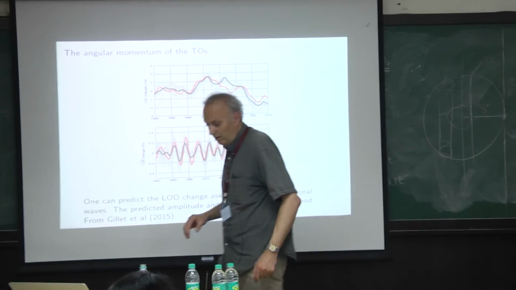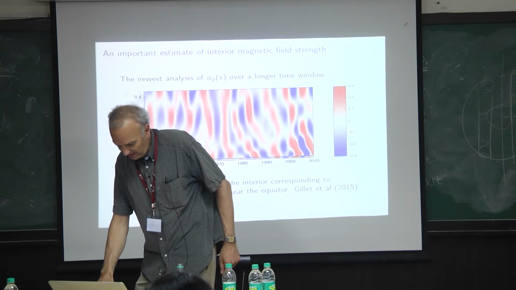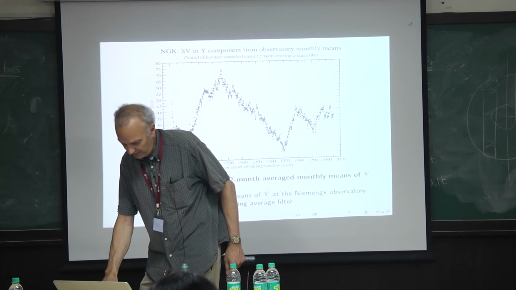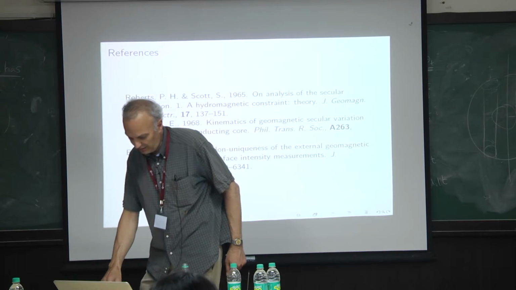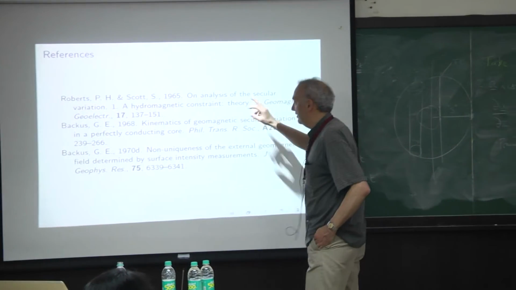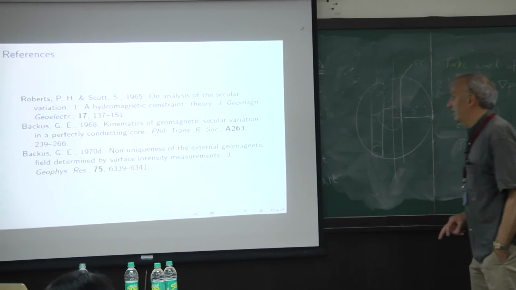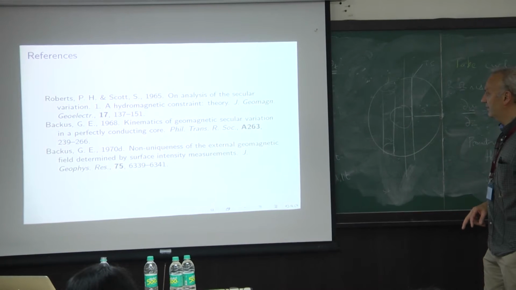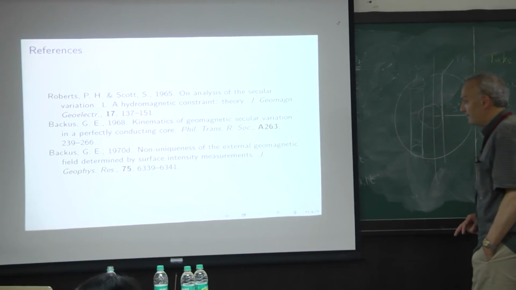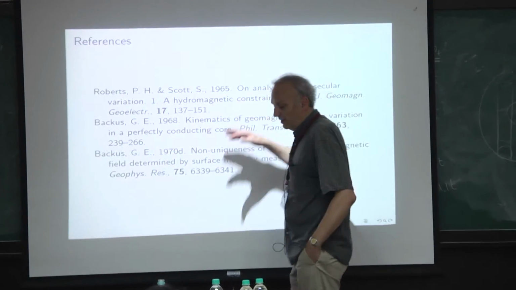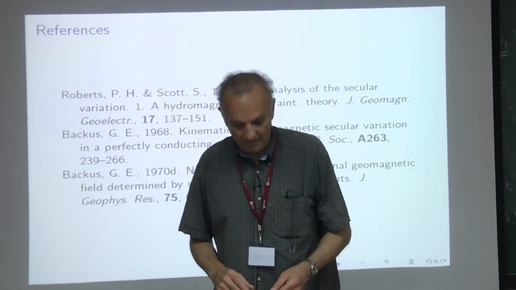So that's almost everything I want to say. In fact, I think I will now stop there. There are 2 more slides, but I think I'll stop. Those are the references for the early work on the frozen flux theory of the secular variation. And I stop there. Thanks a lot.